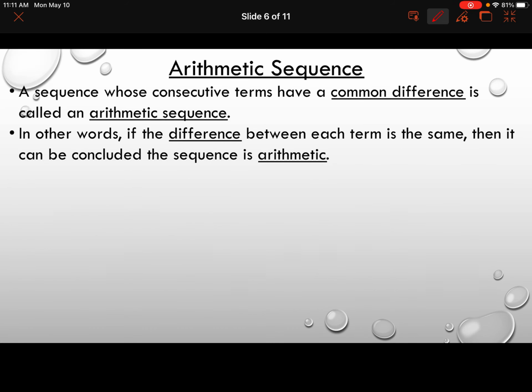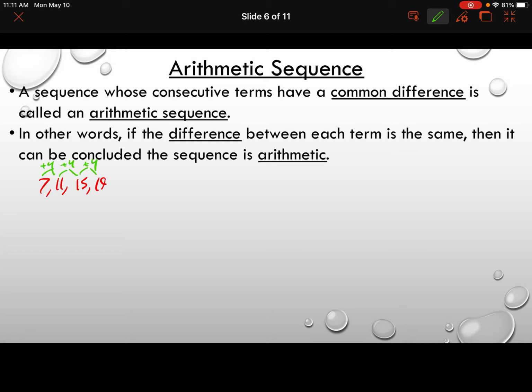So if the difference between each term is the same, right? That was the first example from example 1, 7 to 11. That's plus 4. 11 to 15, that's plus 4. 15 to 19, that's plus 4. That's how you know you have an arithmetic sequence in front of you.